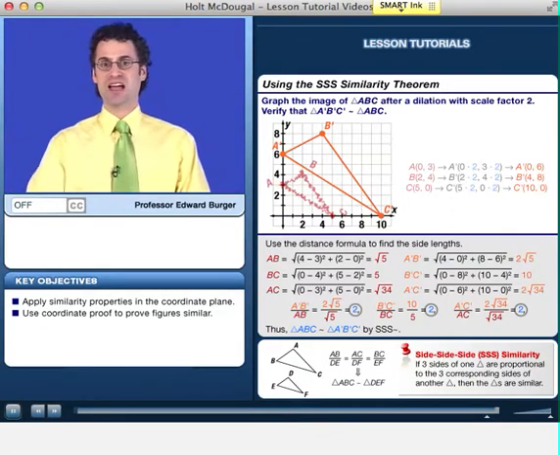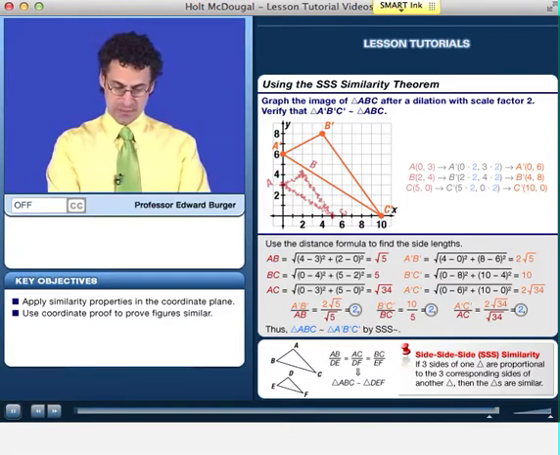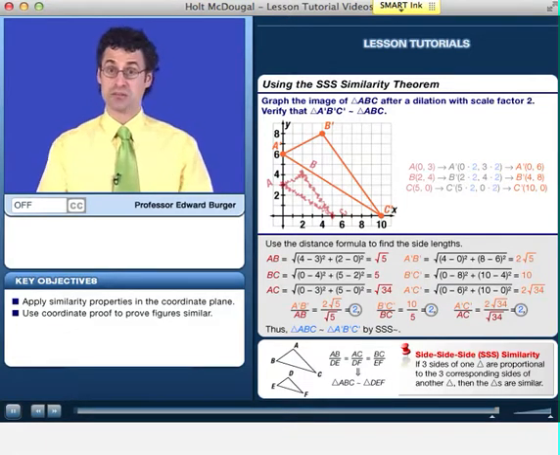Anyway, have fun dilating things. It's really neat to take something, make it really big, and yet it's still similar to the original object. Very cool. I'll see you soon.